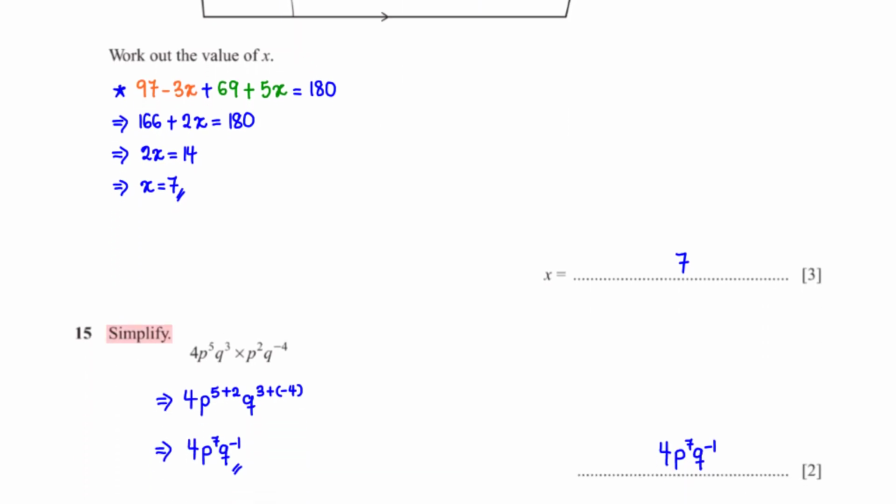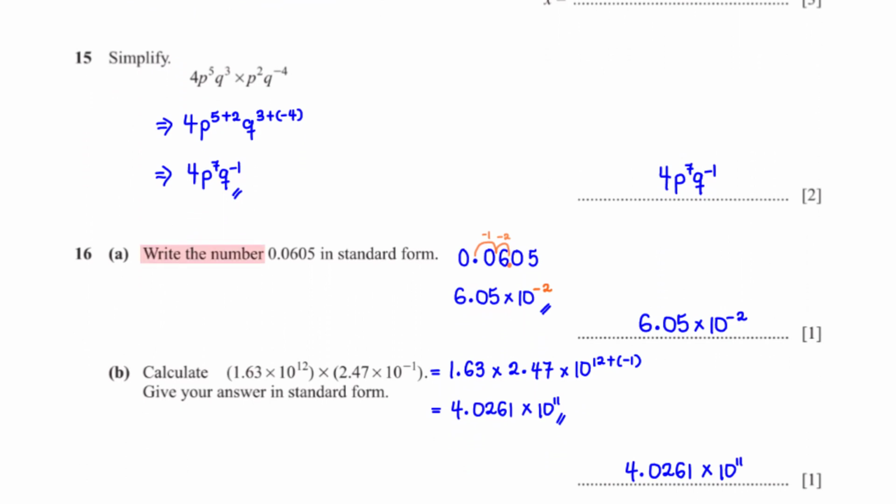Simplify. 4p raised to the power 5q cubed times p squared q raised to the power negative 4. By applying the laws of indices, p raised to the power 5 times p squared is p raised to the power 5 plus 2. Q raised to the power 3 times q raised to the power negative 4 is q raised to the power 3 plus negative 4. 5 plus 2 is 7. 3 plus negative 4 is negative 1. So we have 4p raised to the power 7, q raised to the power negative 1.